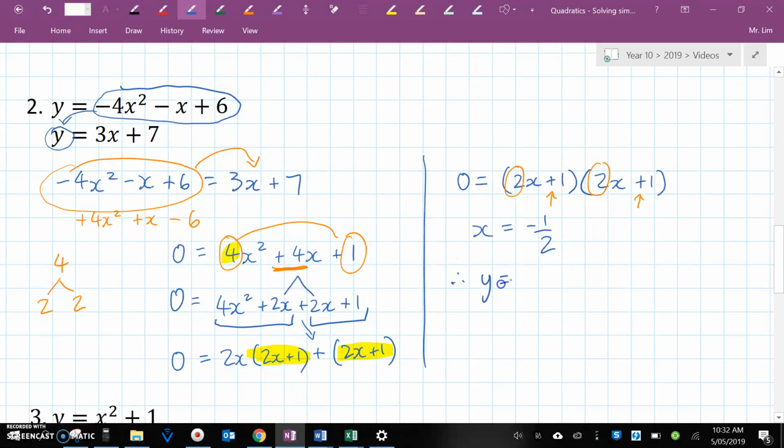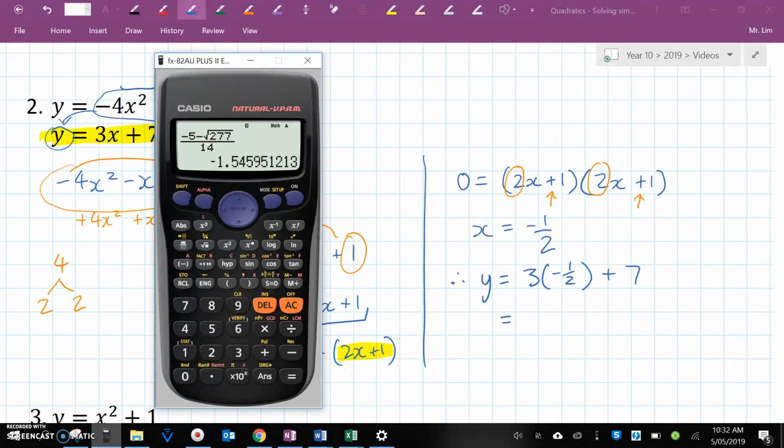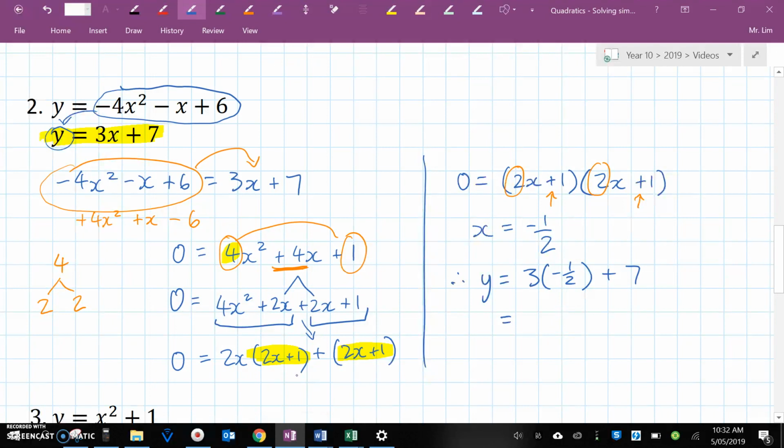Therefore, y is equal to, I'm going to just pick the easier equation, which is the second one. y equals 3x plus 7. So y is equal to 3 lots of x, which is minus half, plus 7. When we put that in the calculator, we get 3 times minus half plus 7, 5.5. And that's it.